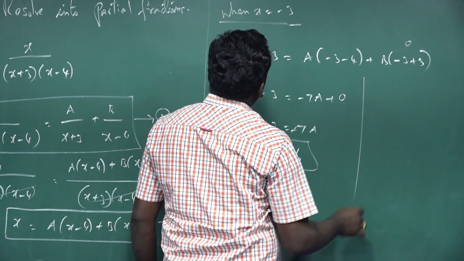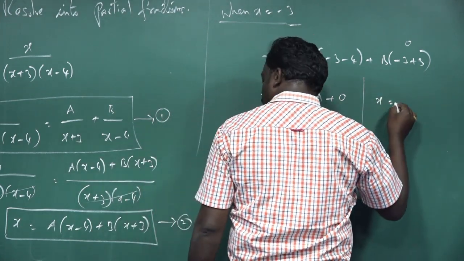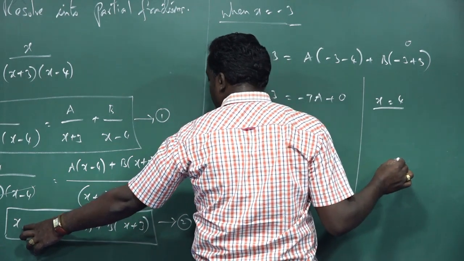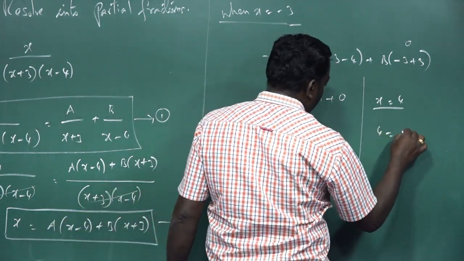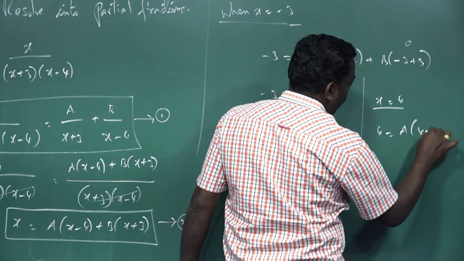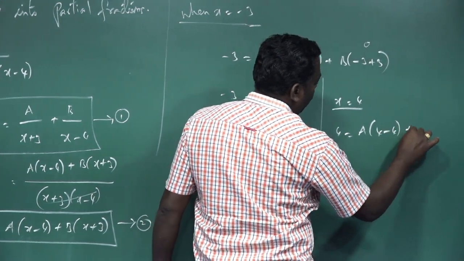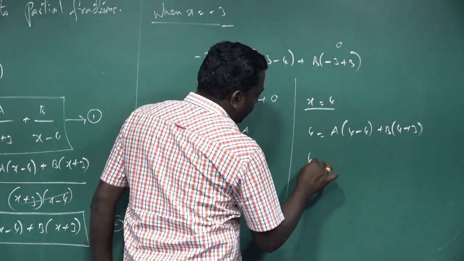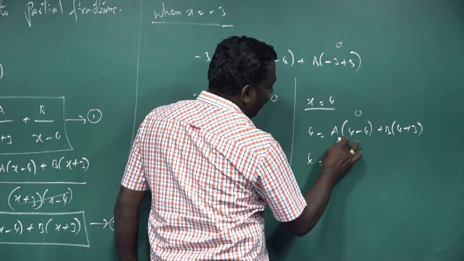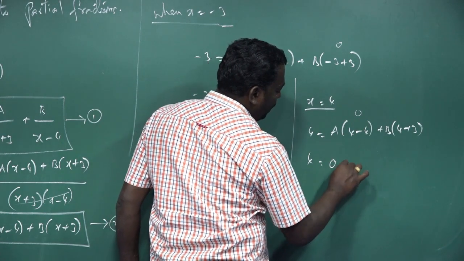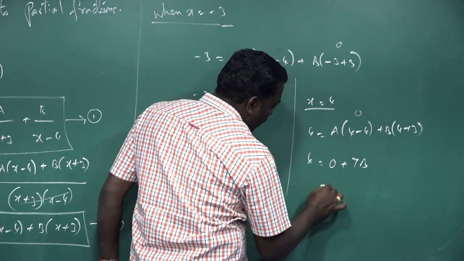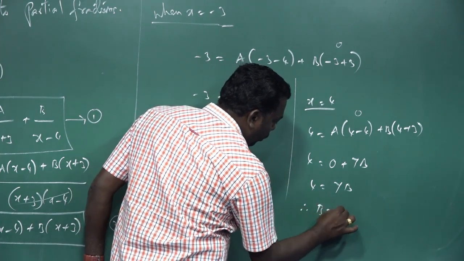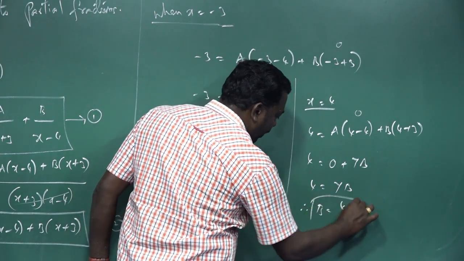Similarly, we substitute the value x equal to 4. Left hand side x equals 4. So 4 is equal to a into 4 minus 4, plus b into 4 plus 3. Now 4 is equal to a times 0, which is 0, plus 7b. That is, 7b is equal to 4. Therefore b is equal to 4 by 7, this is the b value.